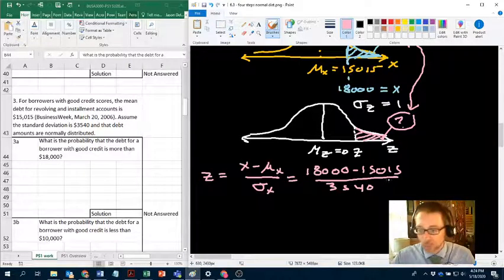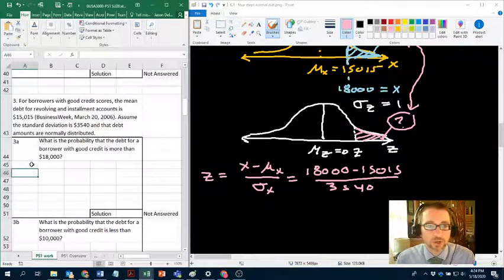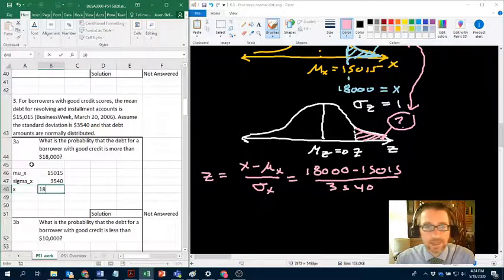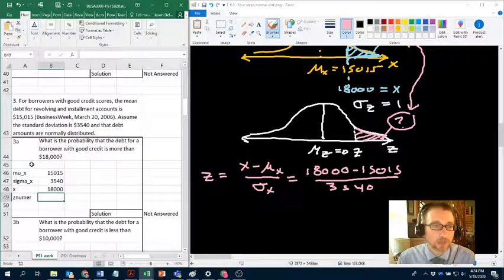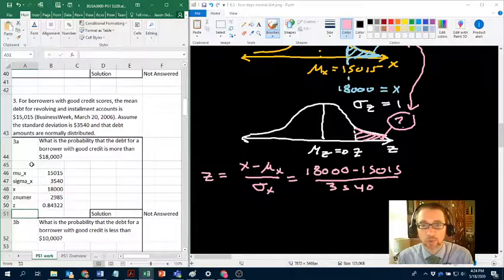Okay, so switching back to Excel, because Excel is where I'm going to do all my calculations. I want to make sure that I label my work carefully. So I've got mu x, 15015, sigma x, 3540, x, 18,000, and now I'll have my z numerator. That's going to be x minus mu x, and then my z score is the z numerator divided by sigma x, 0.84322.